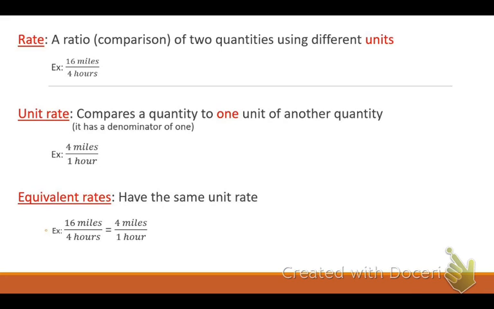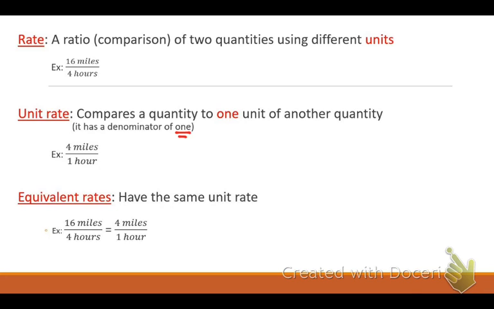Next up, a unit rate. It compares a quantity to one unit of another quantity. Read me what it says there in parentheses. It has a denominator of 1. Okay, I want you to take your red pen and underline that word right there. This is emphasizing the unit rate will always have a denominator of 1. If you notice right here, 4 miles per 1 hour. So the denominator will always be a 1 whenever we're talking about a unit rate.